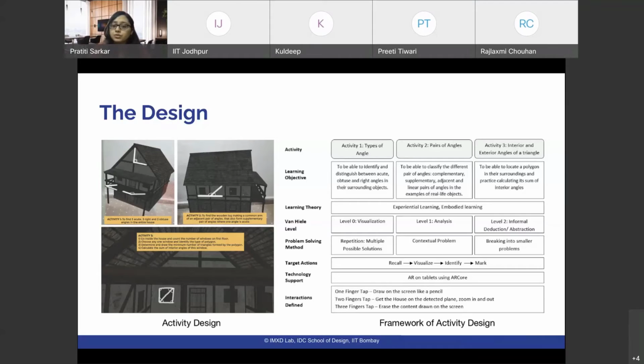So with the finger tap, they were able to zoom in and zoom out, depending on how far or closer they were from the plane, and they were tapping on the screen. And with a three finger tap, they were able to erase whatever they were drawing.